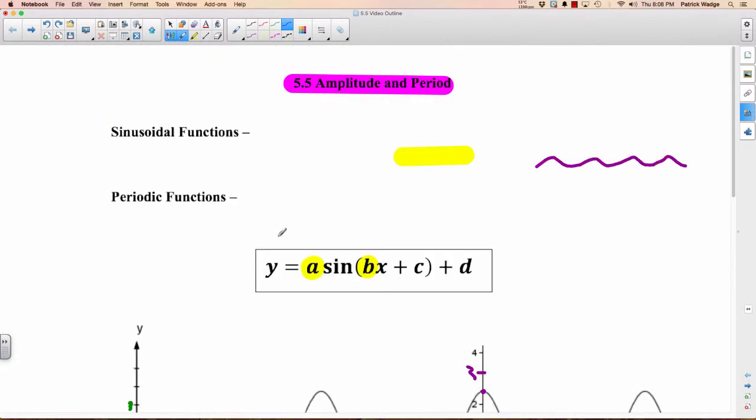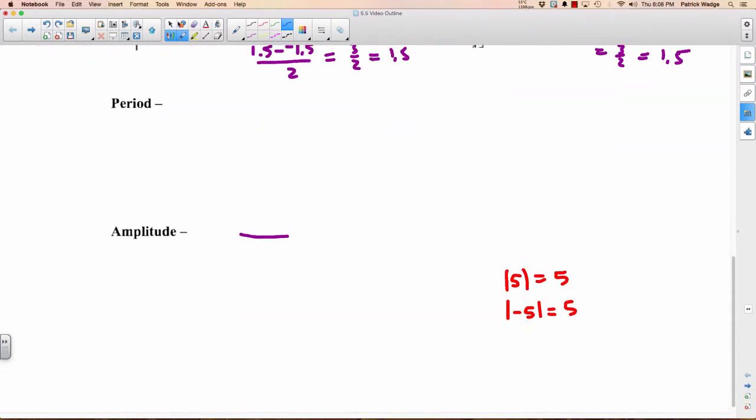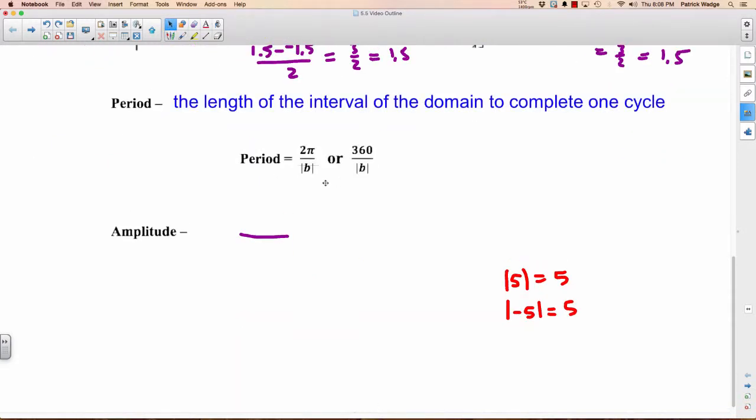Absolutely we do. So back here we go, down to period. Hate how it disappears all the time. There it is. Those are absolute value signs though. So the period is equal to 2 pi over b if you're talking about radians, and I believe in our work today we'll only be talking about radians.